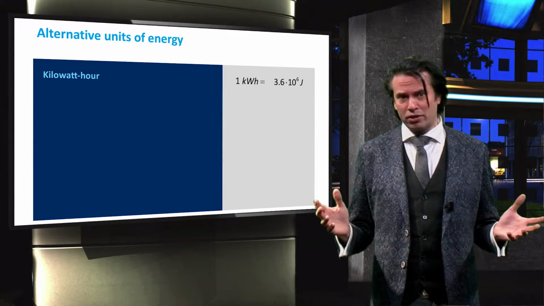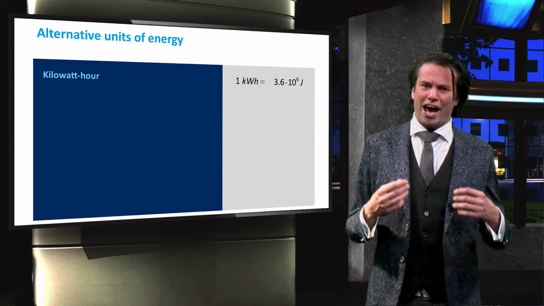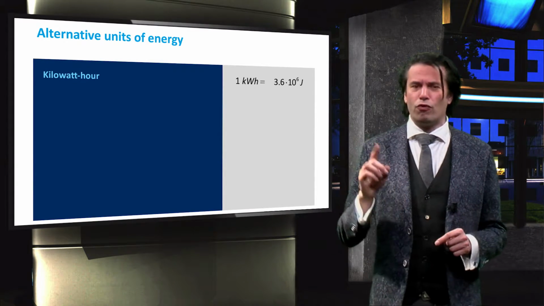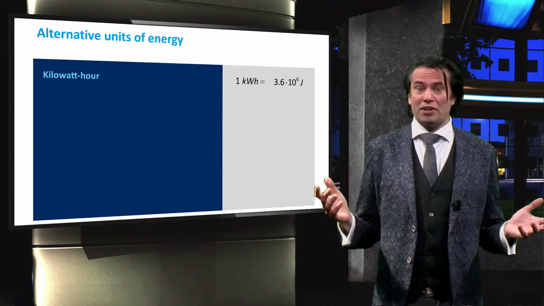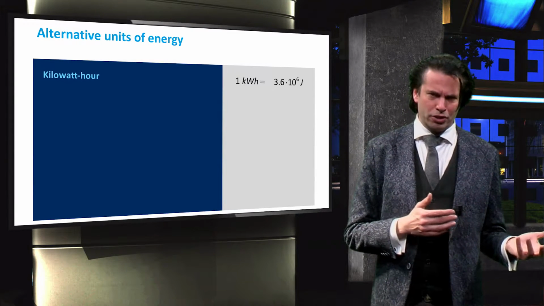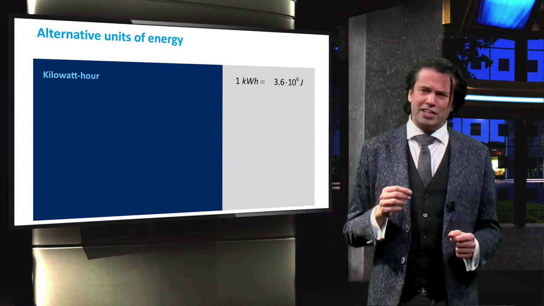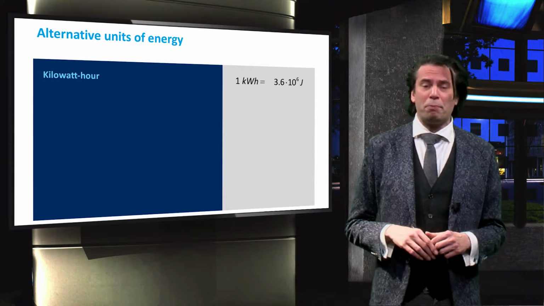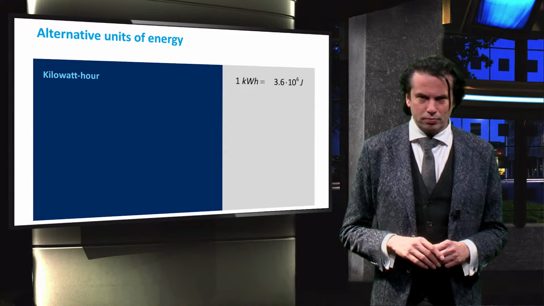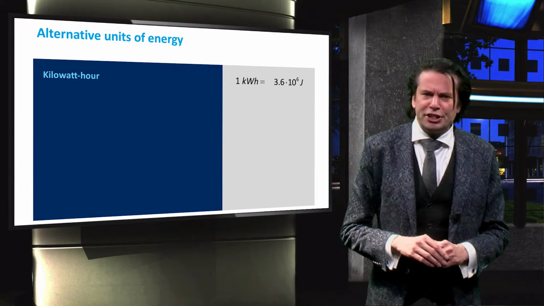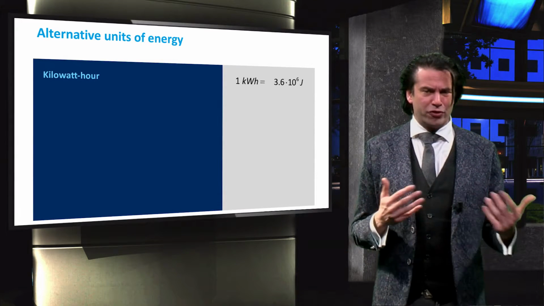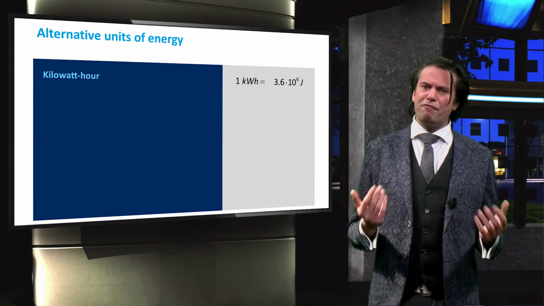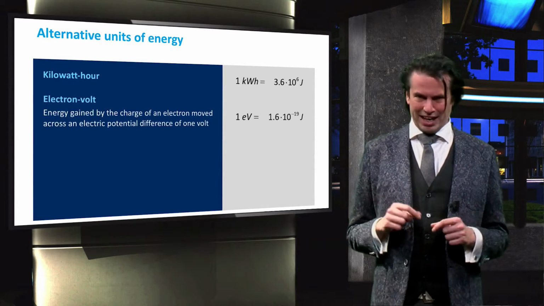1 kilowatt hour, as the name implies, is the amount of energy consumed if a power of 1 kilowatt is applied for 1 hour. Since 1 kilowatt is equal to 1000 joules per second, and there are 3600 seconds in an hour, 1 kilowatt hour is equal to 3.6 megajoules. The amounts of energy used in the atomic physics relevant for solar cells, on the other hand, are very small. We therefore use the unit electron volts.